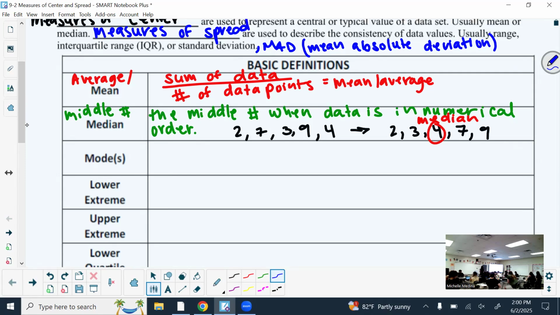Okay, what does it tell me about the data? Do I have a mode in this random set of data that I have? Okay, how do you know? How did you tell me no if that's not what mode is? So what is mode?